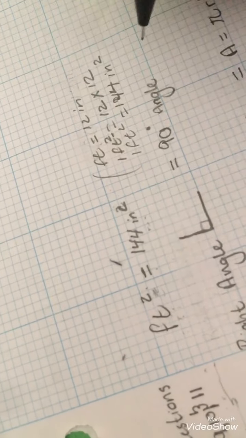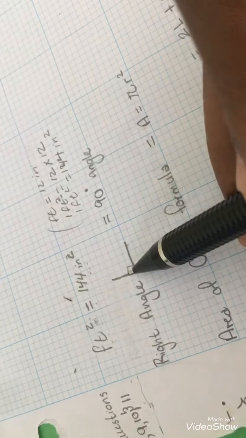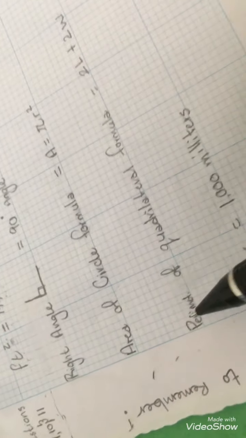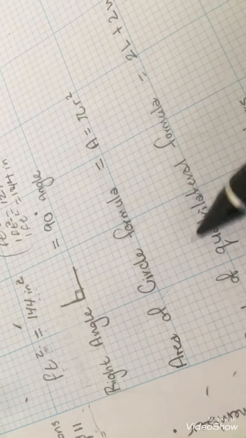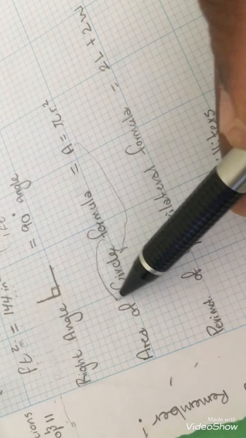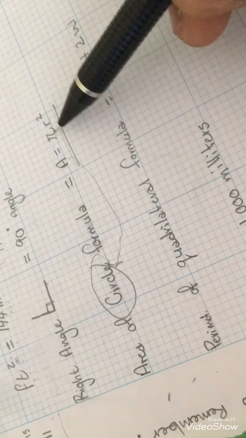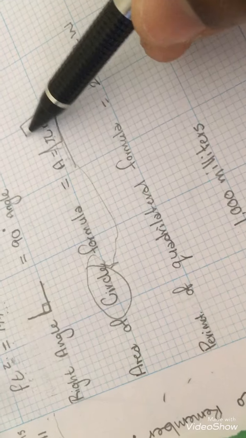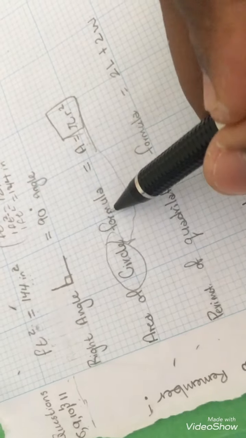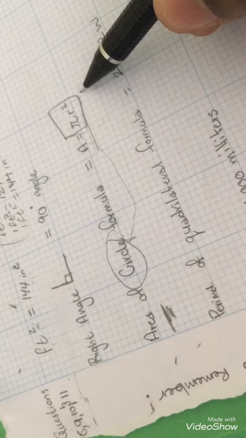squared, or square inch. Right, remember, a right angle is always represented by a box in the angle, and it is usually 90 degrees every time. The area of a circle, the formula for that is pi r squared. Don't mix it up with circumference. The area of a circle is pi r squared.